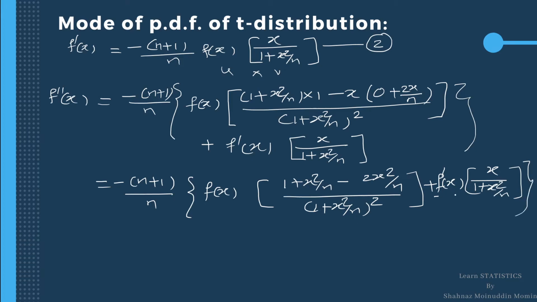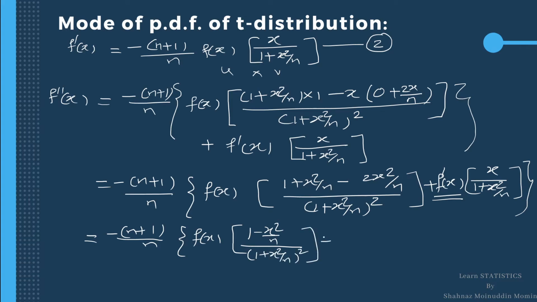Now I will substitute the value of f dash x from equation number 1. So by substituting the value, minus n plus 1 upon n, f x, into 1 minus x square by n after simplification, divided by 1 plus x square by n whole square, plus f x into x divided by 1 plus x square by n whole square.